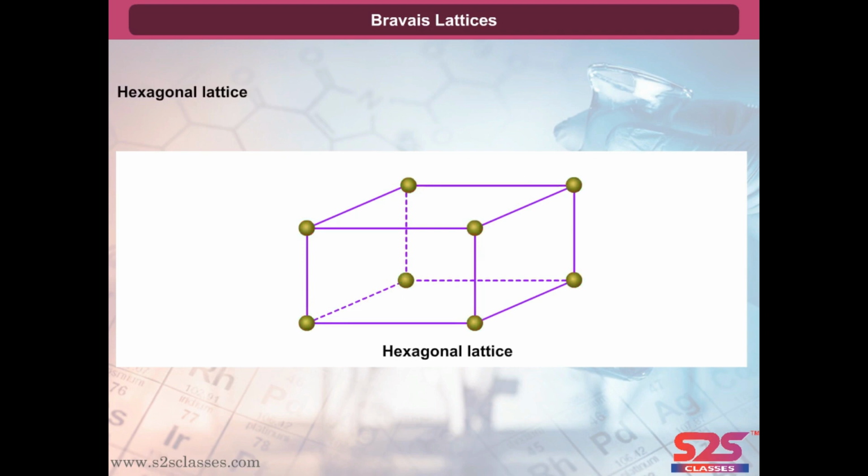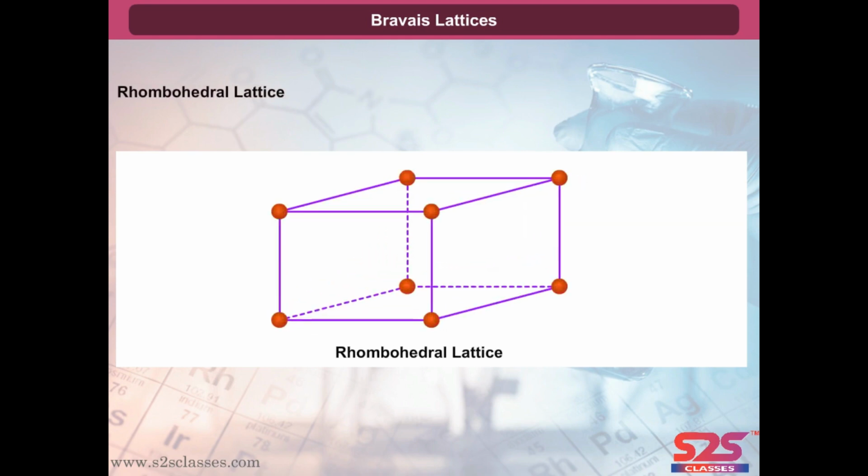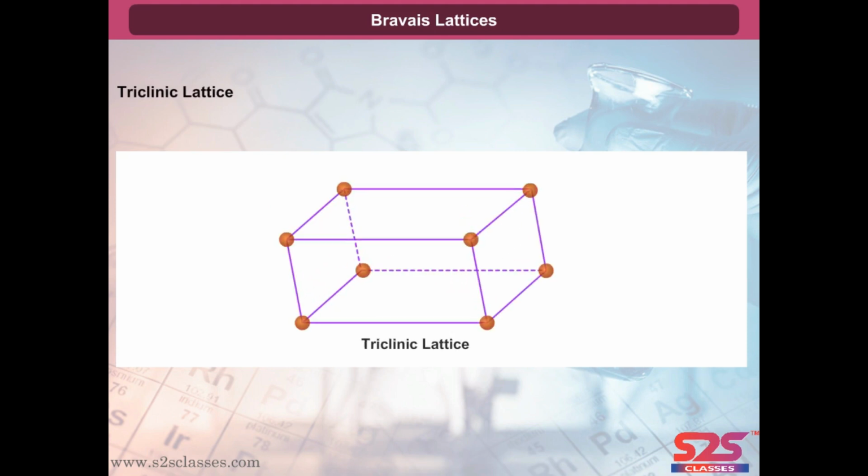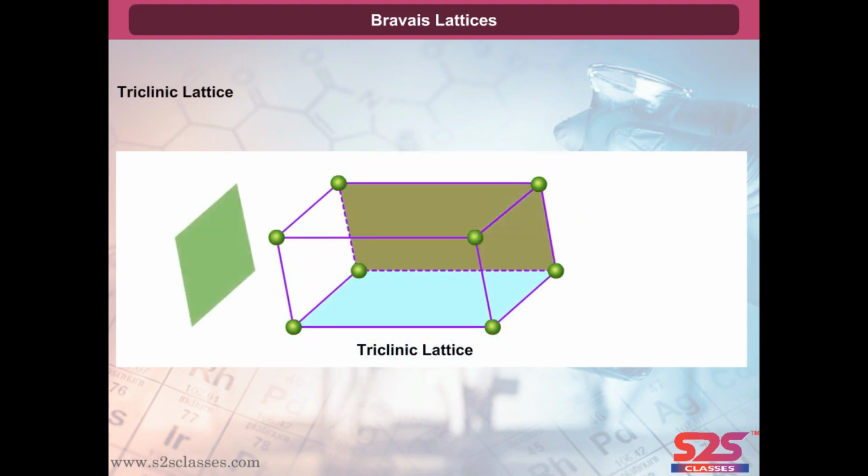Hexagonal lattice: only one type of hexagonal lattice is possible. One side of this lattice is different in length to the other 2 sides and the angles on 2 of its faces are 60 degrees. Rhombohedral lattice: it is of one type only. It has all sides equal and angles on 2 of its faces are less than 90 degrees. Triclinic lattice: like hexagonal and rhombohedral lattices, triclinic lattice has only one type of lattice. It has unequal sides and none of the angles between faces are equal to 90 degrees.